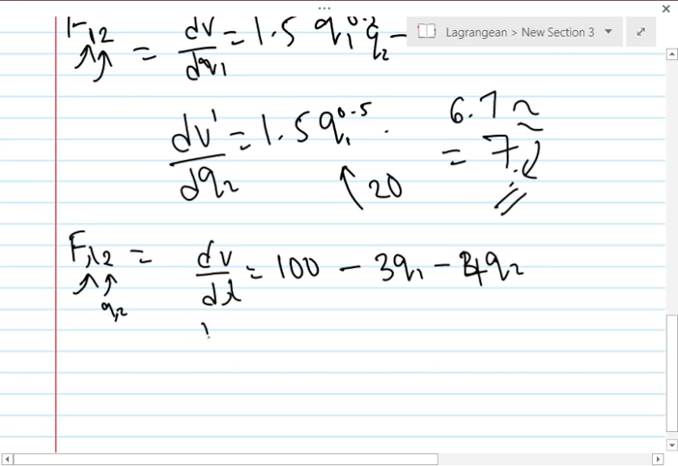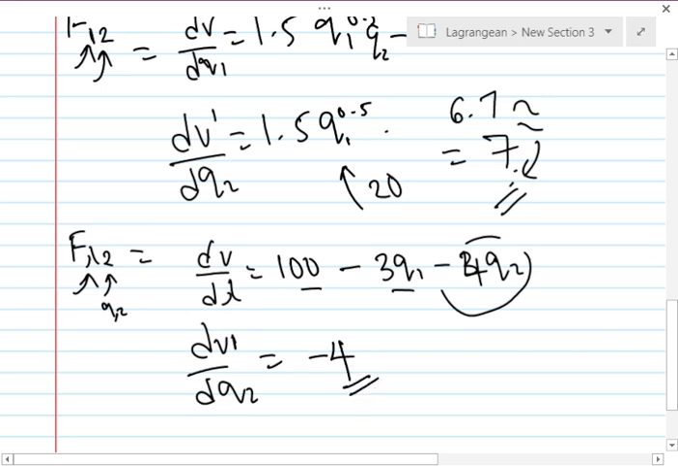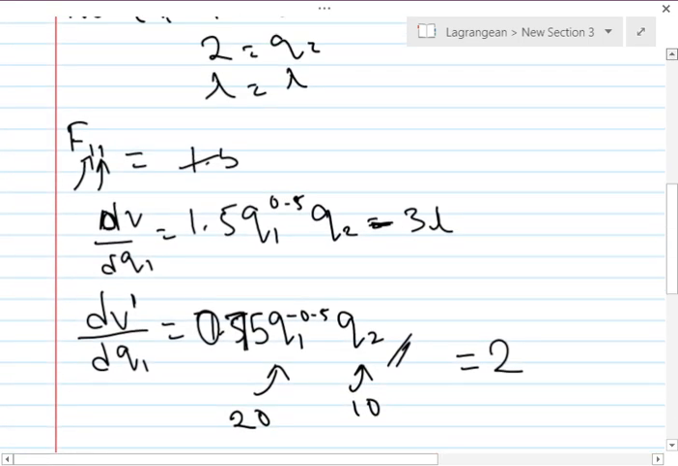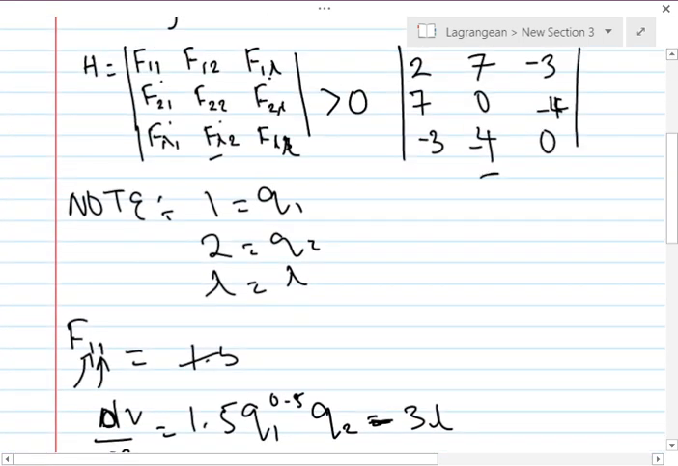Then the second derivative, dv dq2. I think q2 here, nope, 0. Nope, 0. So here's where we have q2. So we're differentiating this, and when we do that, we'll have minus 4. Minus 4. So what do we have up there in f lambda 2? F lambda 2. See? Minus 4, and it's the same. It's the same with this one. I see. It's the same actually.